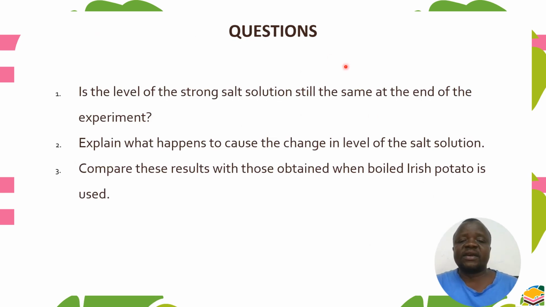Now let us look at the question: is the level of the strong salt solution still the same at the end of the experiment? You can guess. What are the answers for this? You can try to guess before you go to the next slide. Explain what happens to cause the change in level of the salt solution. You compare these results with those obtained when boiled Irish potato is used.